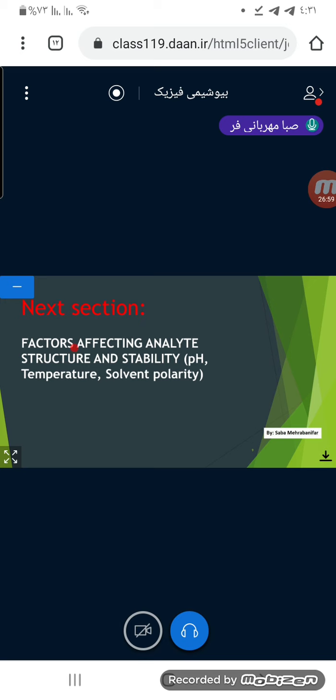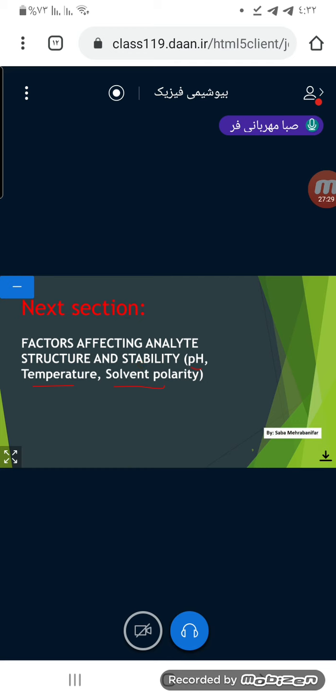Next section, I want to talk about the factors that affect analyte structure and stability. These factors are pH, temperature, and solvent polarity. Let's study how pH, temperature, and solvent polarity can affect the analyte structure and its stability.